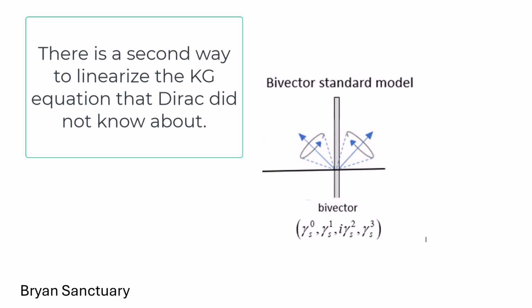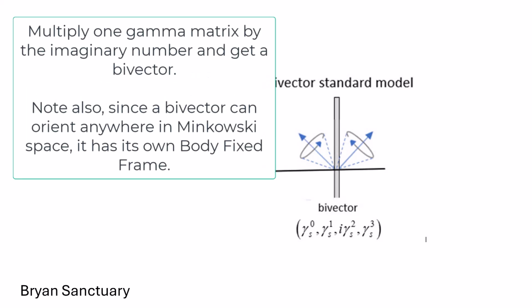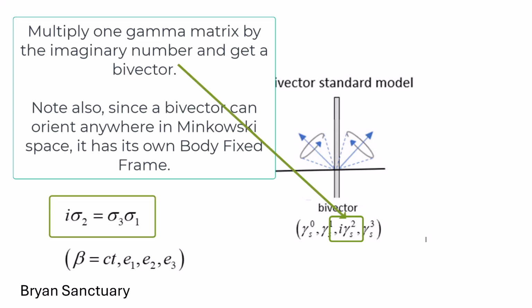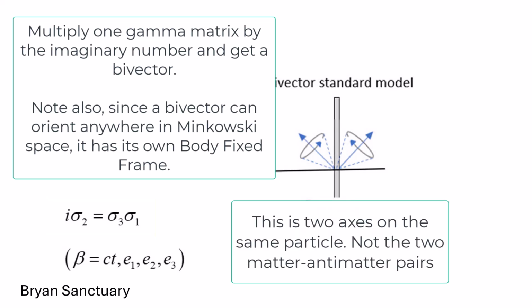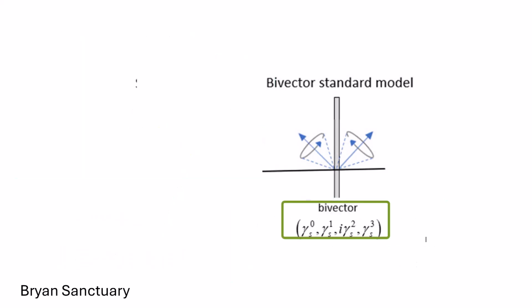Dirac did not know there is a second way to linearize the Klein-Gordon equation. It appears no physicists know either. This is all I did. I multiplied one of the gamma matrices by the imaginary number i. Then we get a bivector, because i sigma 2 is equal to sigma 3 sigma 1, and is a bivector of Pauli matrices. Dirac's solution is in the laboratory fixed frame, which is Minkowski space, but the bivector has its own body fixed frame. So I figured, let's have a look at a classical bivector.